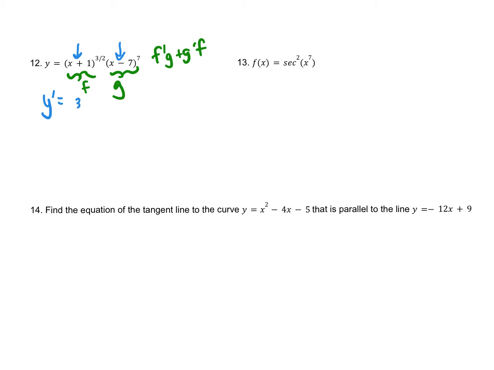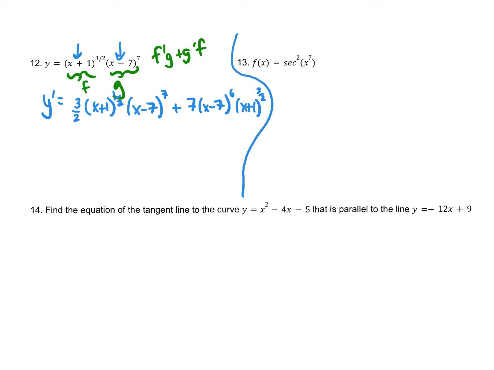I'll take the derivative of the first, which means bring the 3/2 down, x plus 1. And then when I subtract the power, I'll get 1/2, because 3/2 minus 1 is 1/2, times the original g, so I don't change it. So x minus 7 to the 7th, plus g prime. Now I'm taking the derivative of the second function, which is going to be 7, x minus 7 to the 6th, times the original f function, which is x plus 1 to the 3/2. And the good news is, since we don't have to simplify or anything, we'll just keep it just like this.